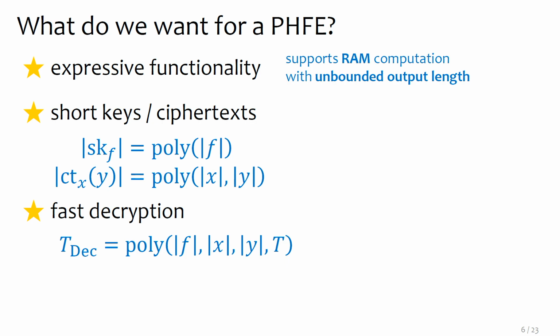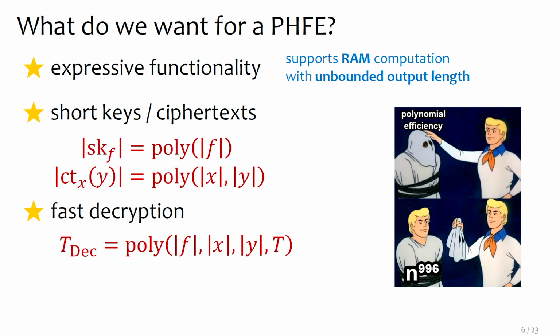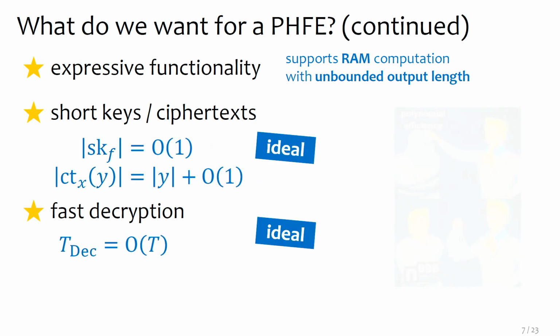For short keys and ciphertext, I think the basic requirement is that everything is polynomial in the size that it encrypts or encodes. Here in the poly, I have omitted all appearances of the security parameter, but they are just there. For decryption, we want the time to be polynomial in the description size as well as the RAM computation time. However, we know that polynomial efficiency is usually not very satisfactory. What we actually want is basically as short as possible and as fast as possible.